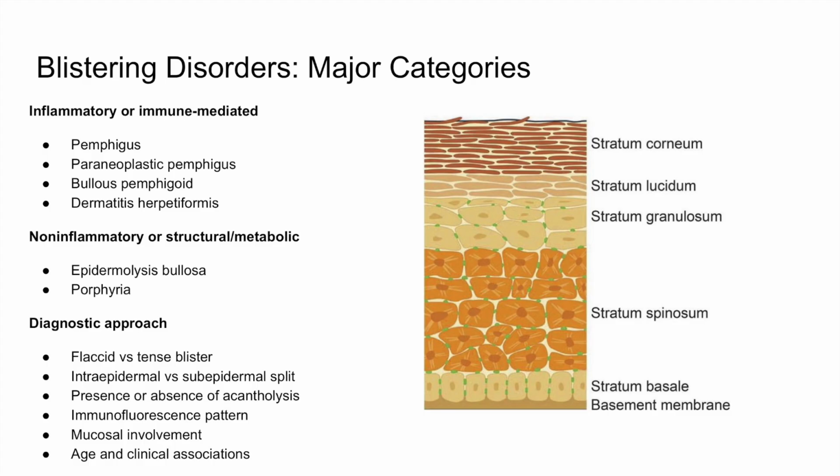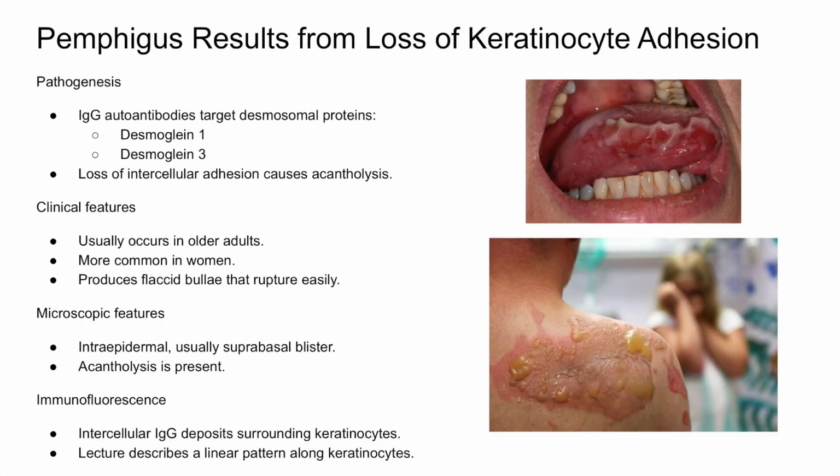Next, ask whether acantholysis, meaning loss of adhesion between keratinocytes, is present. Finally, integrate the immunofluorescence pattern, mucosal involvement, age, and clinical associations. And these features are far more useful than trying to just memorize every blister disease as an isolated list. So pemphigus is caused by IgG autoantibodies against desmogleins, which are adhesion proteins within desmosomes.